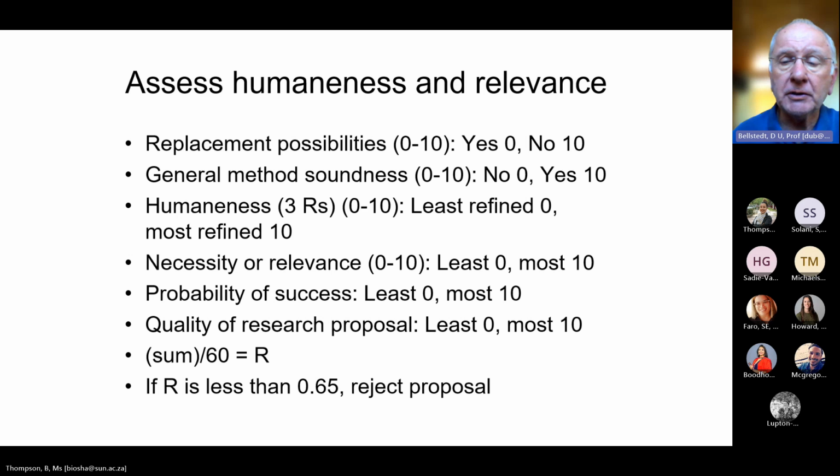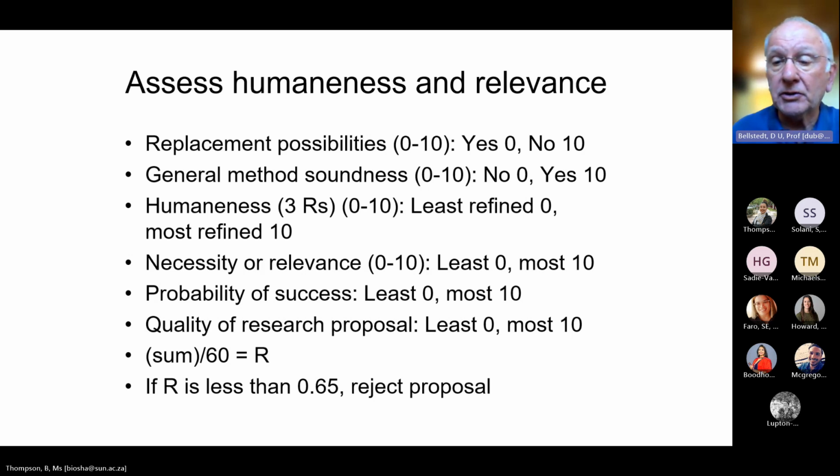Then humaneness and relevance. These factors are very important. Replacement possibilities. If you're doing an experiment on feeding trials in chickens, then there's no replacement possibility. Then you're going to be using chickens. As opposed to that, do you want to use chimpanzees? Are there other alternatives? Then we can say, right, well, we'll rather use mice. So these are important factors and weighing factors that we need to take into consideration.